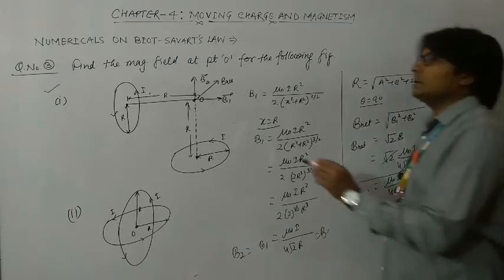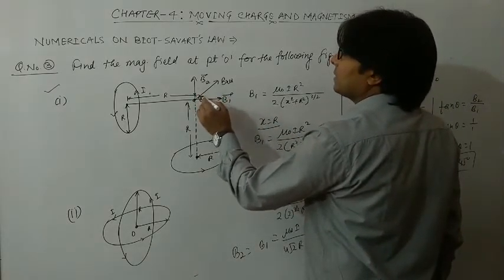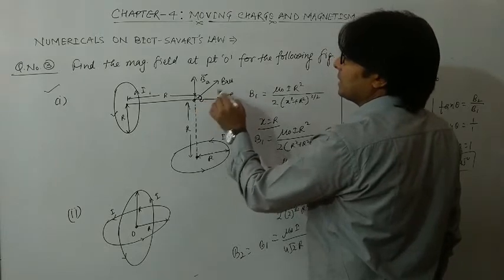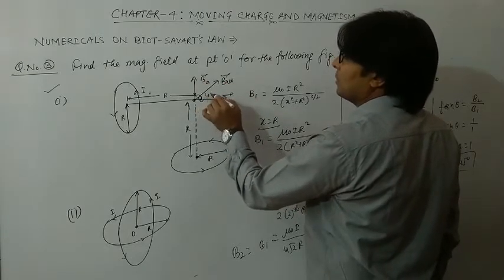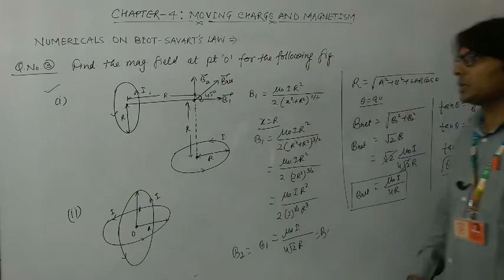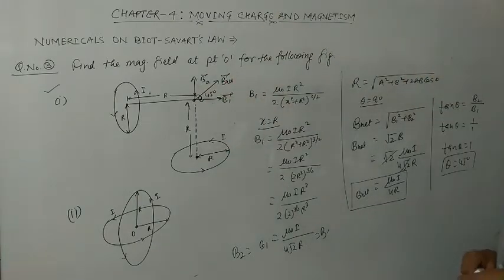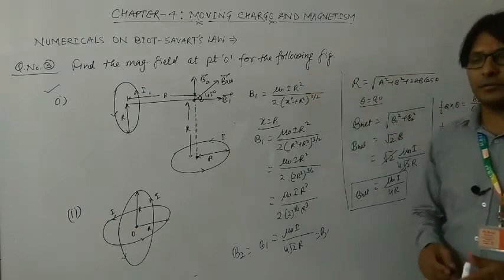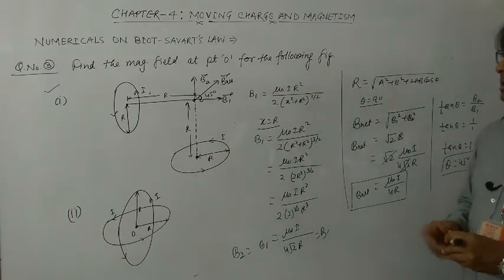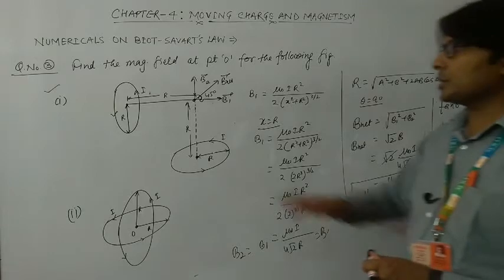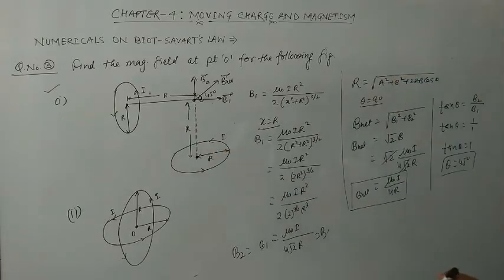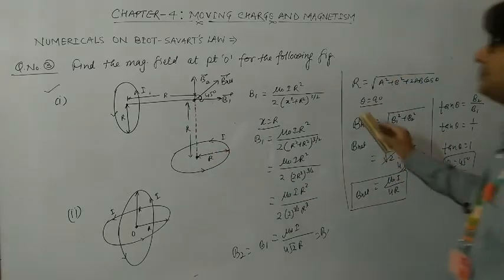So the angle between the net B vector and B1 or B2 will be 45 degrees. So exactly in the middle of the B1 vector and B2 vector will be the direction of the net magnetic field. So this is the solution of the first part of this question. Now we are coming on to the second part of this question.